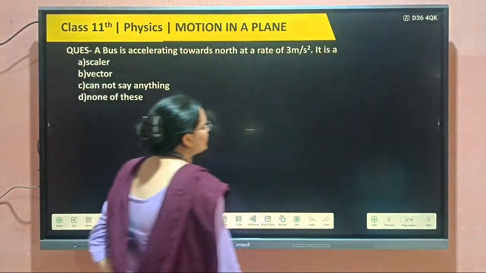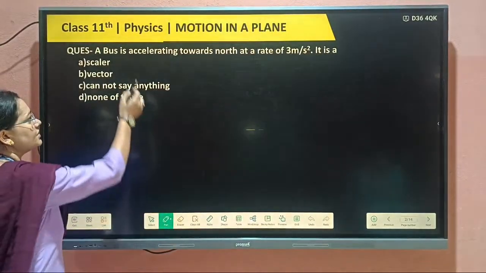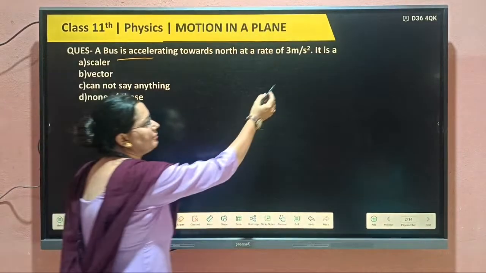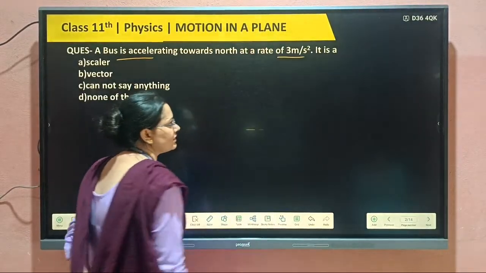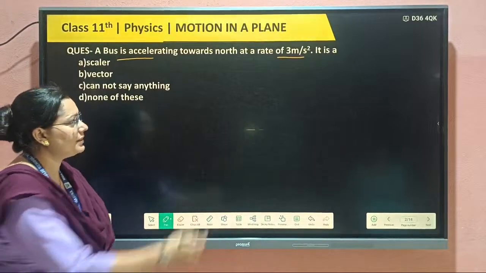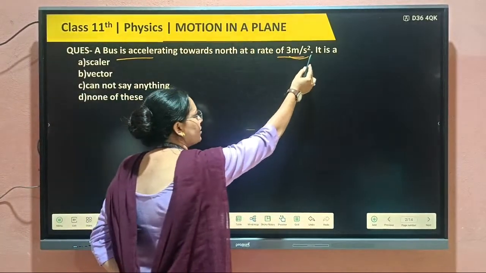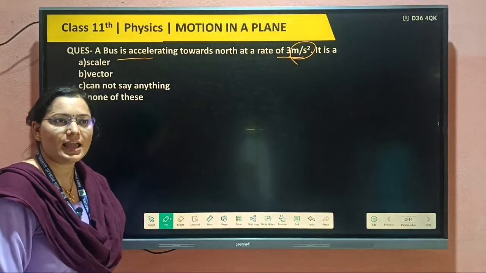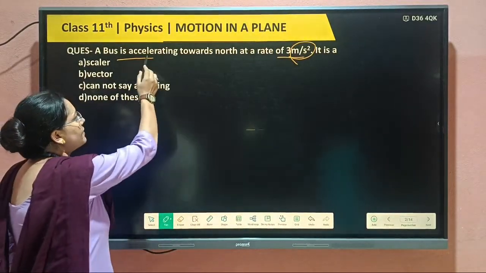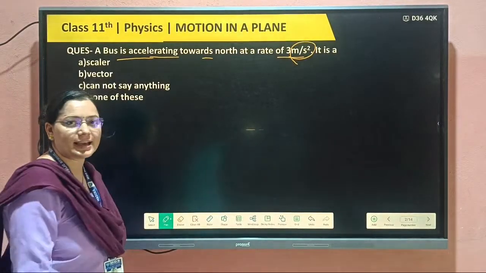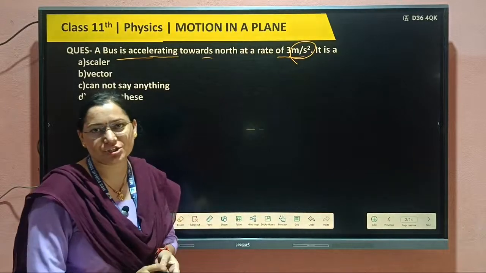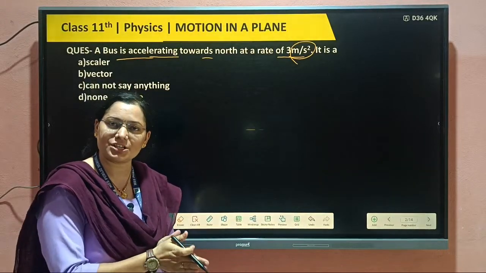Now next will be our question: if a bus is accelerating toward the north at the rate of 3 meter per second square. Okay, this one is our acceleration, meter per second square. With the help of the SI unit you can identify what this one is, meter per second square is your acceleration. Okay, so that bus is accelerating toward the north direction. Direction is given here in this question, proper direction is given of the body, north direction.